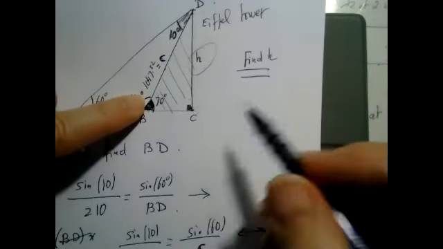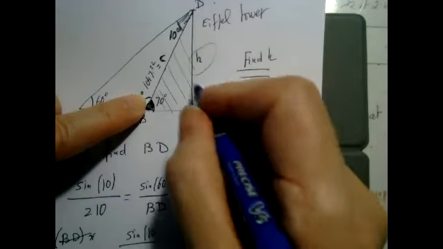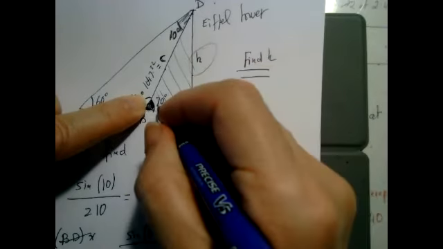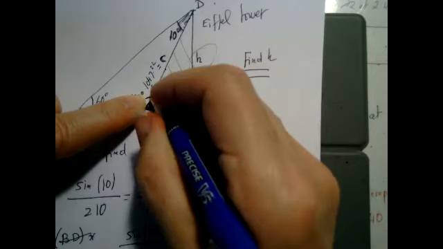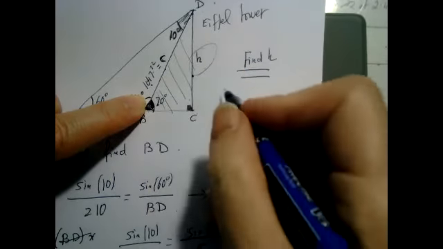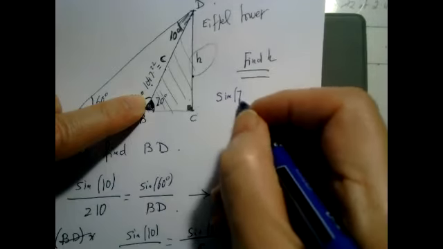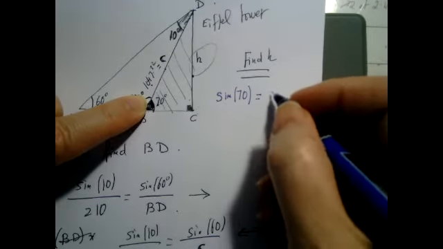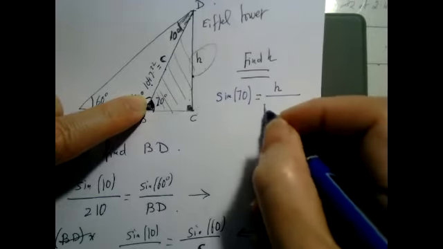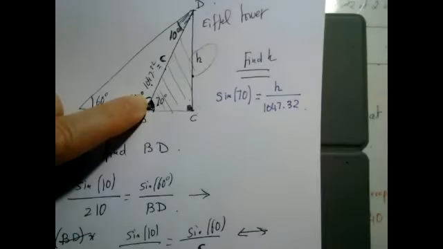So somebody is writing something. So this is a right triangle. So to find h, I say, all right, I have 70. I need the side opposite to it, and I have the hypotenuse. Since I am in a right triangle, I'm going to say the following. The sine of 70, going back to my picture, is equal to h over 1047.32.